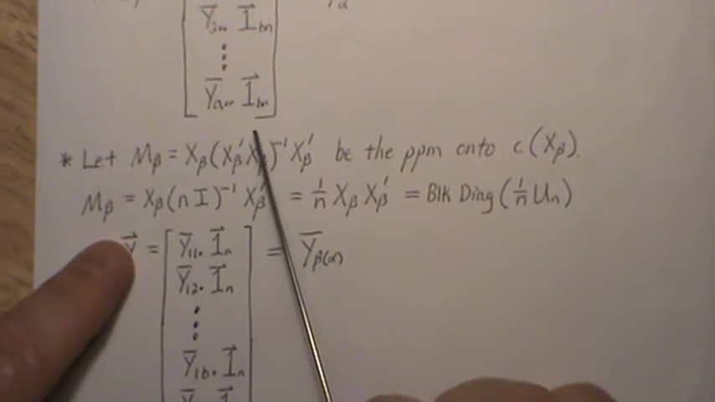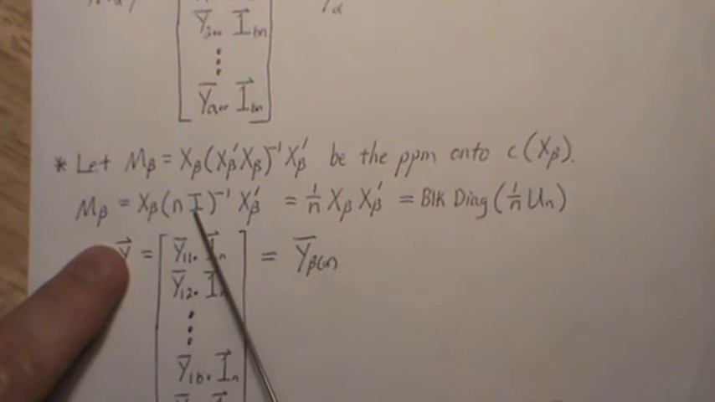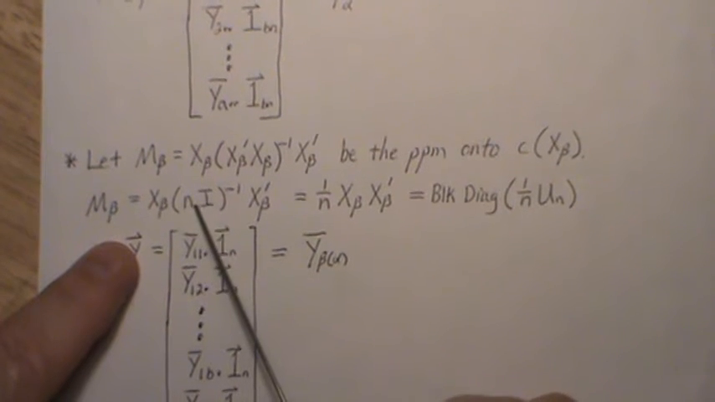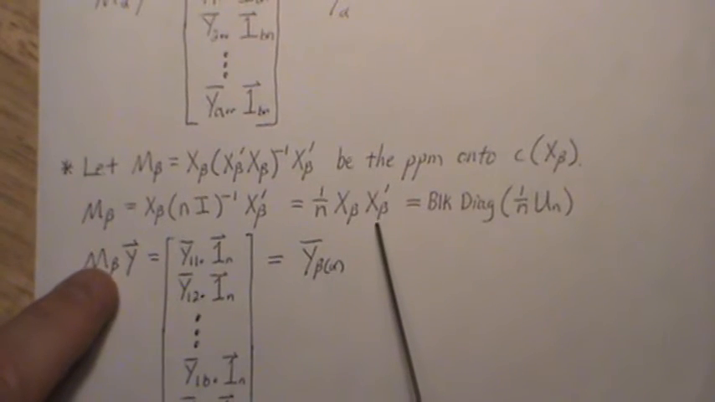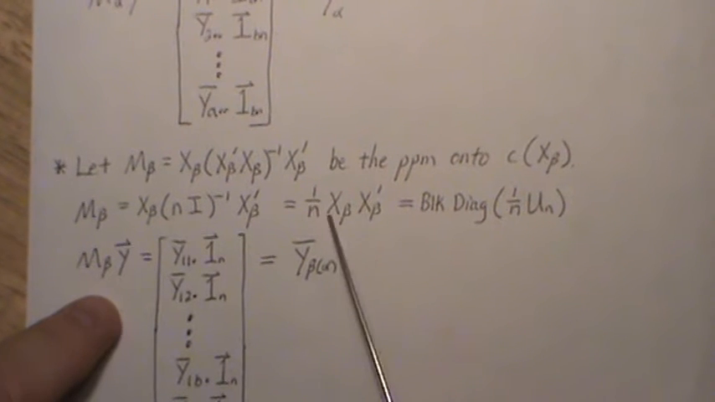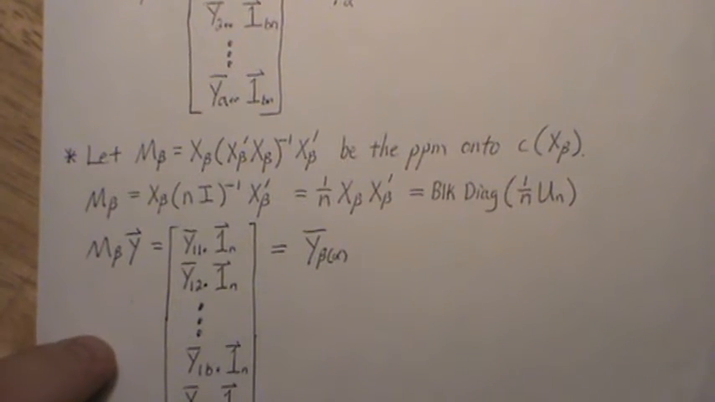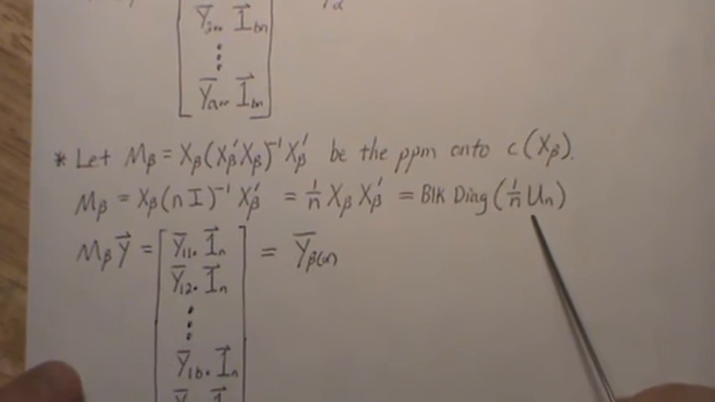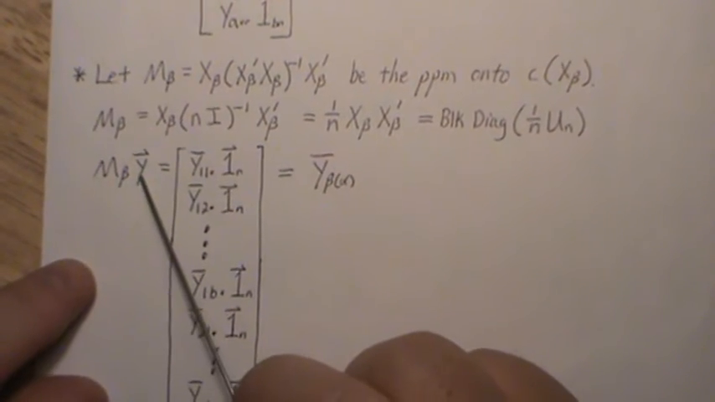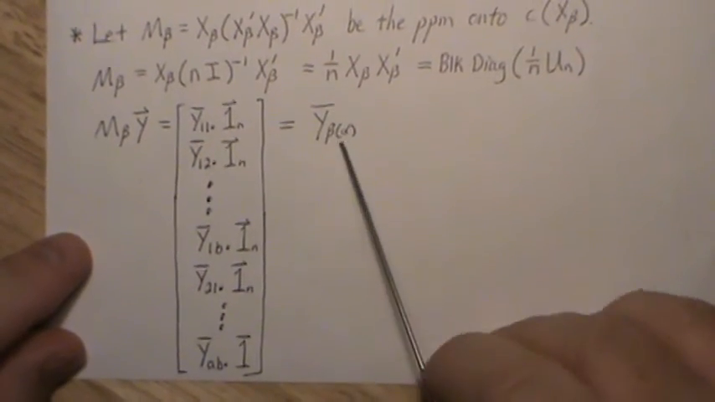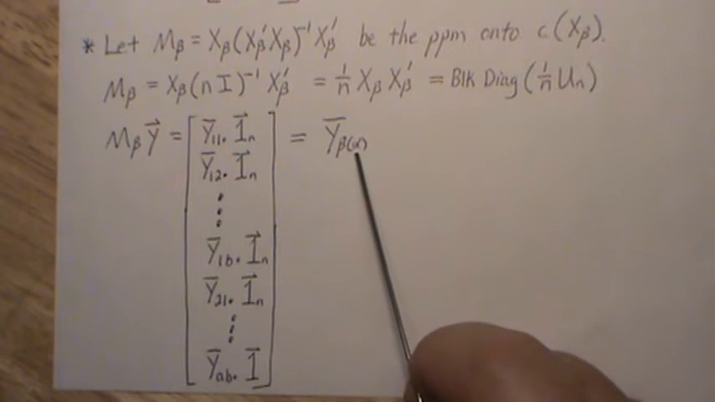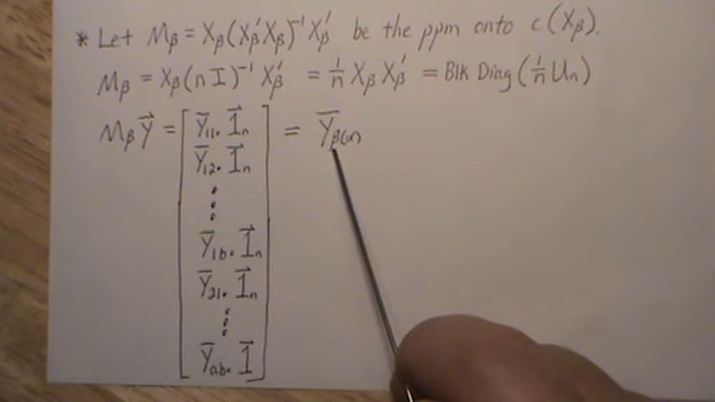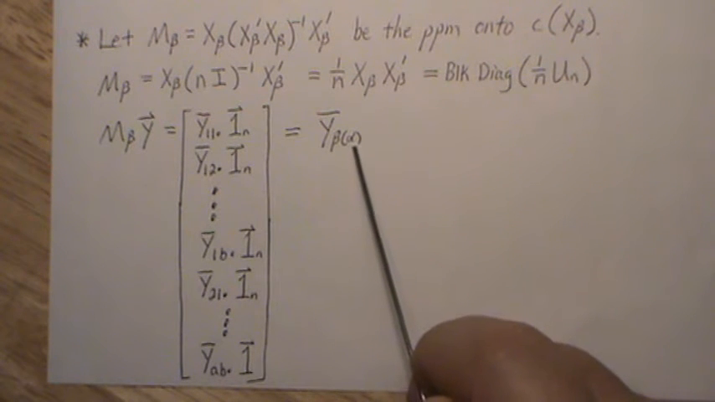And to look at some structure, if we look at this here, it's N times I, and we take the inverse, so it's 1 over N times I. So the I kind of goes away, and then we're left with X beta times X beta transpose. And then the structure of this is block diagonal with 1 over N times the matrix of all ones. And when you pre-multiply the Y vector by M beta, you get a mean vector. And sometimes they call it Y beta and then in parentheses alpha. So it's the mean for factor B, but as a reminder, it's nested within factor A.